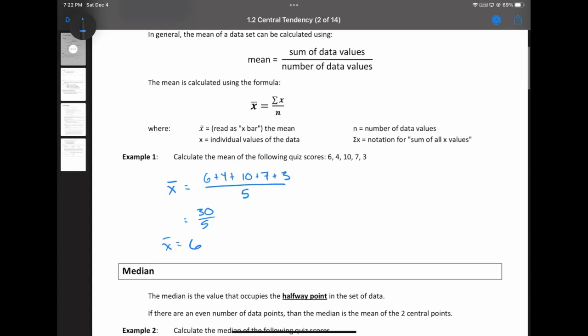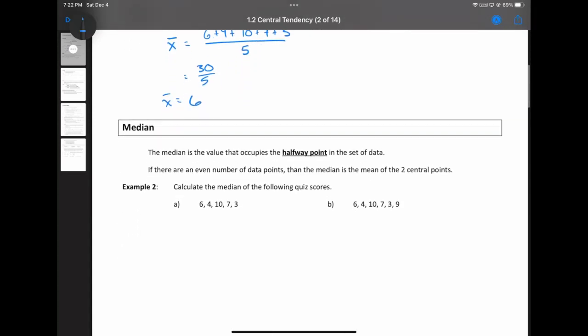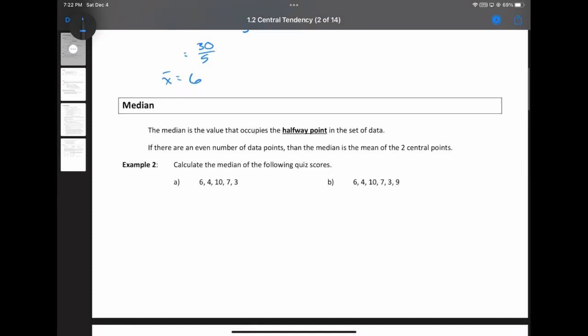The median is arguably even easier. The median is the central number of our data points. So we take all of our numbers, we put them in a row, and we say, what is the middle number? Now, I'm going to go to example 2 and just explain this. We have the numbers, again, the same data set we had in the last example, 6, 4, 10, 7, and 3. And I've had some students say, okay, so the median is 10.